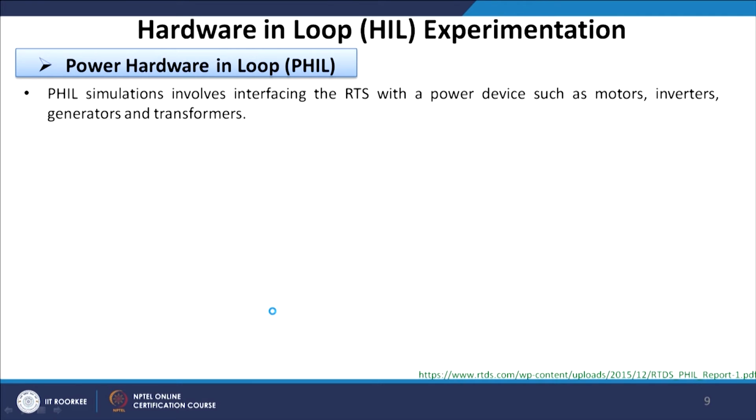In case of power hardware in loop simulation, PHIL simulation involves interfacing the simulator, that is RTDS, with a power device such as a motor, inverter, generator and transformer, and the real time simulator and the power device exchange power over the PHIL interface. So, the simulator and the device do exchange power, which was not there in case of control hardware in loop simulation. In power hardware in loop simulation the devices could be motor, transformer, inverter, converters, and there is a power exchange between your device and the simulator.